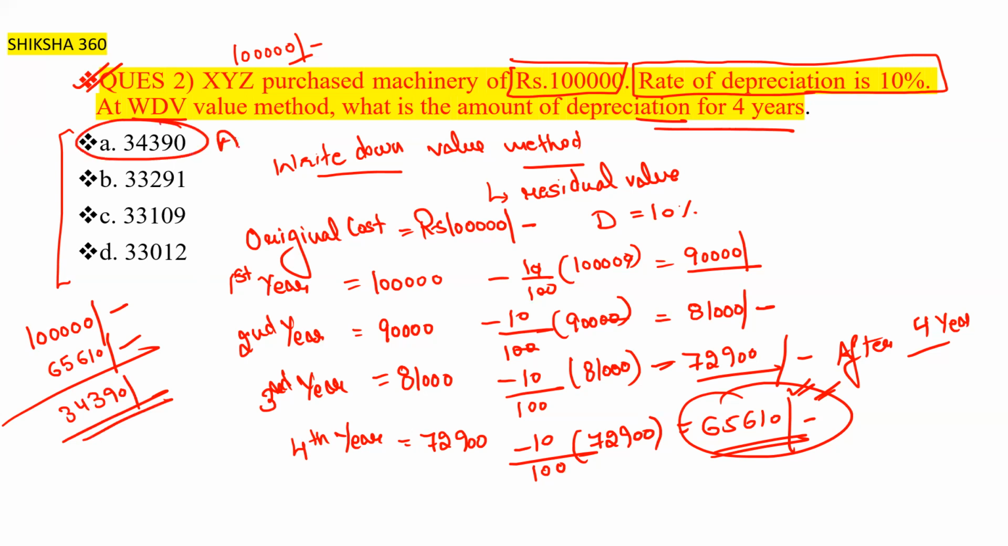So option A is the answer. That is the amount of depreciation for 4 years, 34,390 rupees. So option A is the answer here.